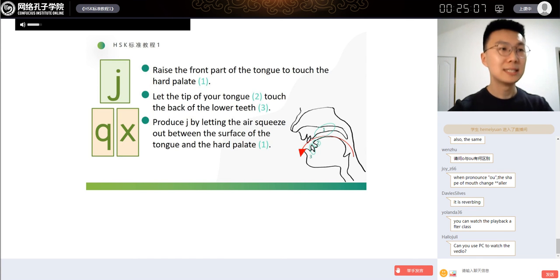When we read ji, you should raise the front part of the tongue to touch the hard palate, and then let the tip of your tongue touch the back of the lower teeth, like this. Try to produce ji by letting the air squeeze out between the surface of the tongue and the hard palate. Ji.